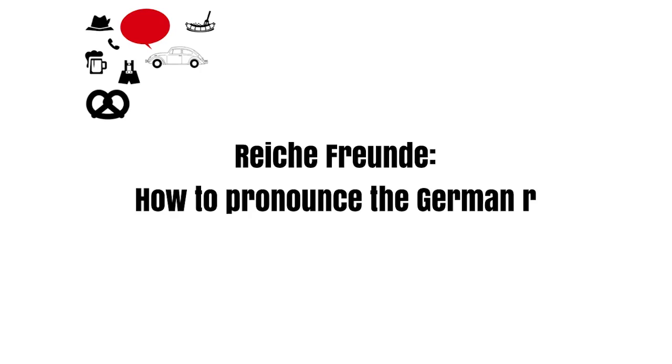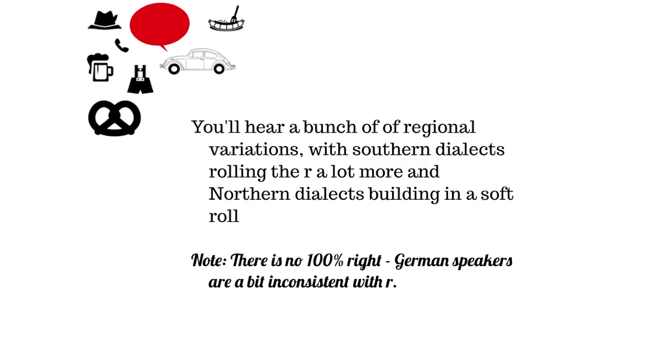How to pronounce the German R. Now, let me preface this by saying you will hear a good bunch of regional variations, with southern dialects, for example, rolling the R a lot, Bavaria, and northern dialects building in a sort of soft roll. And as you could hear then, I actually really struggle as a Middle German from the west near Luxembourg to roll my R, and I really had to learn it. So there is no 100% right way of saying the German R. German speakers are, because of the dialect, a little bit inconsistent.